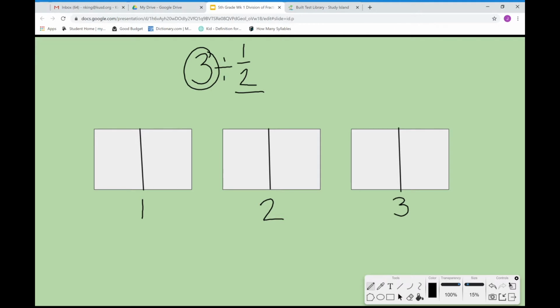Now we can count the number of halves. 1, 2, 3, 4, 5, 6. We have 6 halves, so 3 divided by 1/2 equals 6.